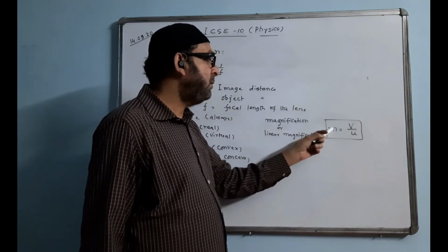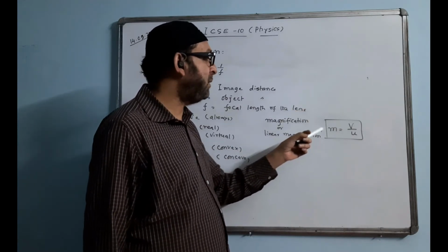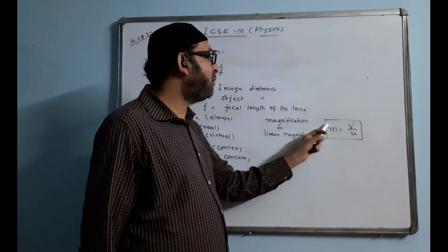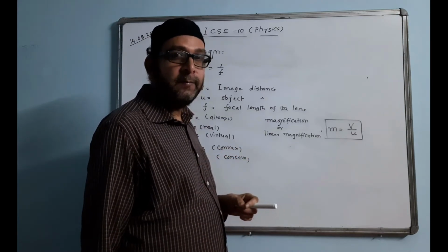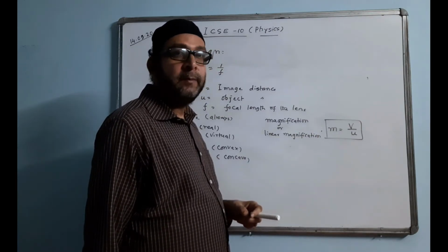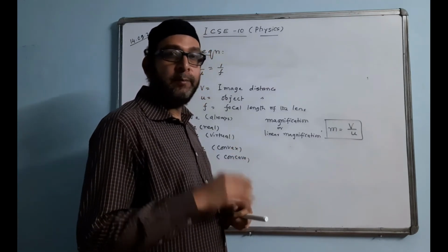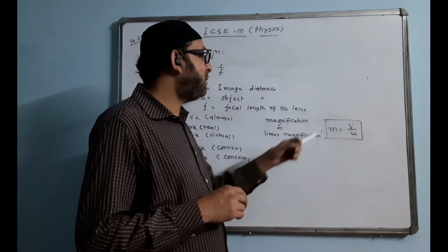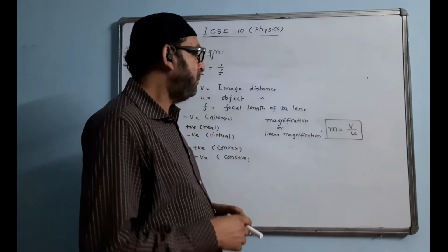If m is less than 1, that is a fraction like 1 by 2 or 3 by 4, then the size of the image will be diminished by that many times. If I say m is 3 by 4, that means the image will be 3 by 4 times diminished as compared to the object. So that is the meaning of m. If m is equal to 1, same size. If m is more than 1, bigger in size. And if m is less than 1, smaller in size. These three ways we can differentiate the size of the image.